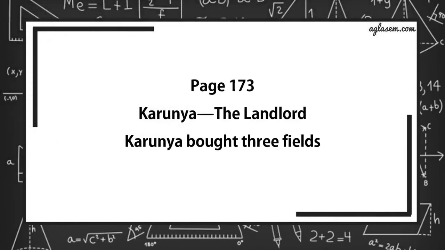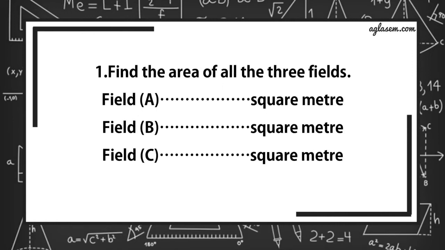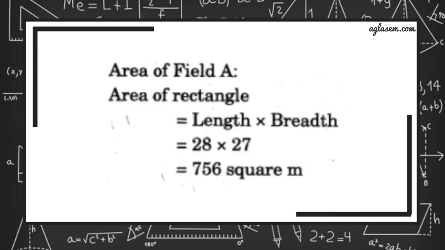Turn to page number 173. Karunya, the landlord. Karunya bought 3 fields. Question number 1 says, find the area of all 3 fields. Field A, Field B and Field C. So the answer is, let's talk about area of Field A. So area we will get length into breadth, that is 28 multiplied by 27, which will give you 756 square meter.